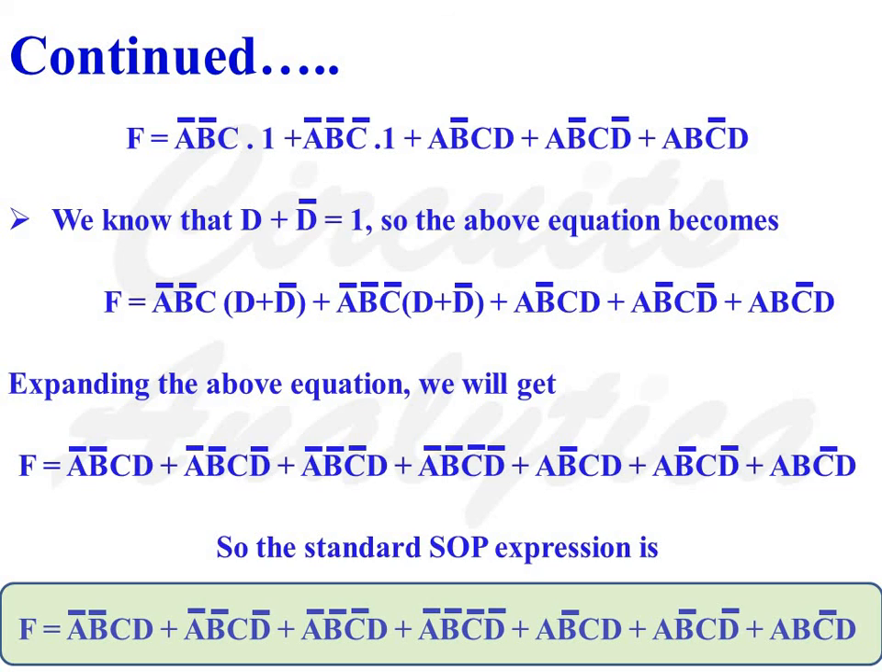This expression contains 7 product terms, and all the product terms contain all the 4 variables A, B, C and D, either in the true form or in the complemented form. So all 7 product terms are standard product terms, and as all the product terms are standard product terms, this is a standard SOP expression.